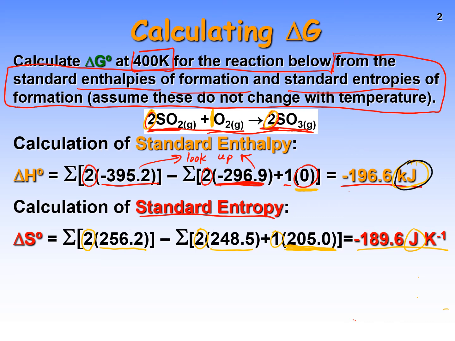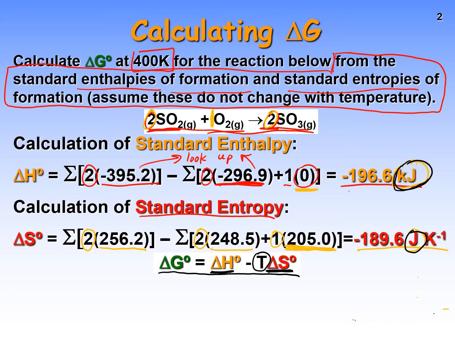This one is in kilojoules, this one's in joules. That's not going to work well if they are put into the same equation. But we do have this equation that we can now use to solve for delta G naught. We have the delta H we just calculated, the delta S we just calculated, and we are given T is going to be 400 Kelvin. So we can plug all those in.